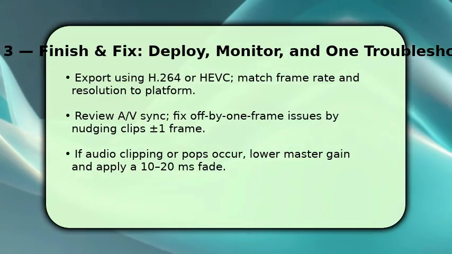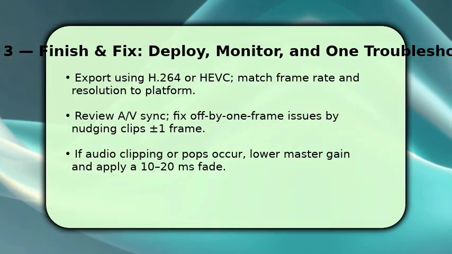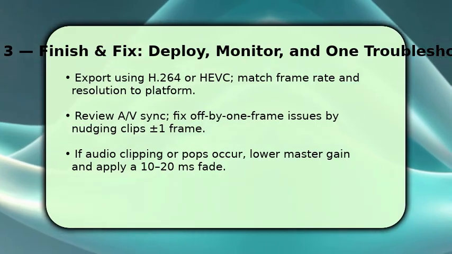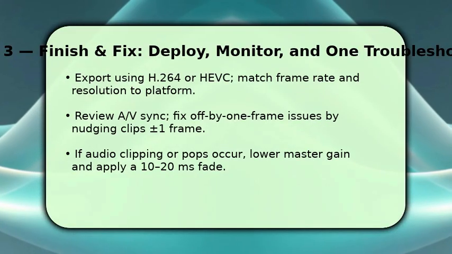If you hear clipping or unpleasant pops, reduce master gain and add tiny fades, 10 to 20 milliseconds, on audio edges. These small fixes preserve intent and deliver a polished, music-driven photo edit.